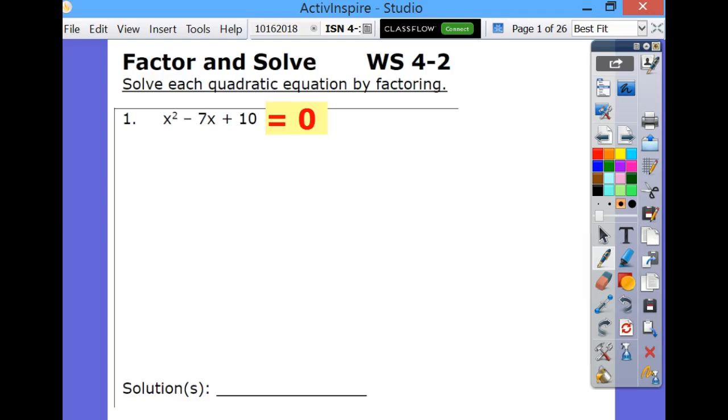Before we start on our notes for today, I want to look at worksheet 4-2. The first thing I need to tell you is problem number 1 has a typo. On your problem number 1, it doesn't say equals 0. You can't actually solve it unless it has an equal sign. So would you please add in on problem number 1 that it is equal to 0.